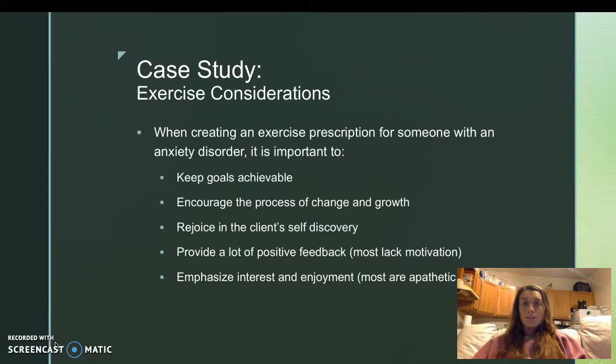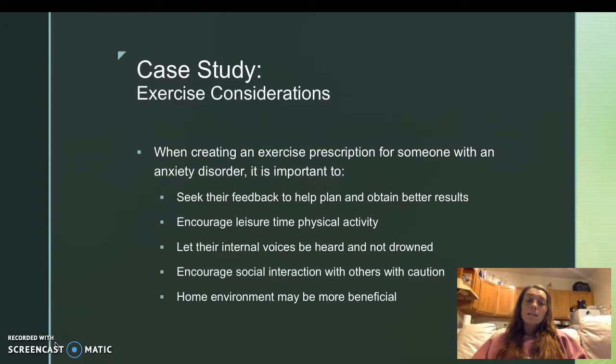Also hugely important to emphasize interest and enjoyment, as most of the clients are apathetic or extremely nervous. In addition, you want to seek your clients' feedback to help plan and obtain better results. You want to know what they like doing so you can try to incorporate those in your prescriptions. Encourage leisure time physical activity. They're more likely to do it if they have fun with it. You want to let their internal voices be heard and not drowned.